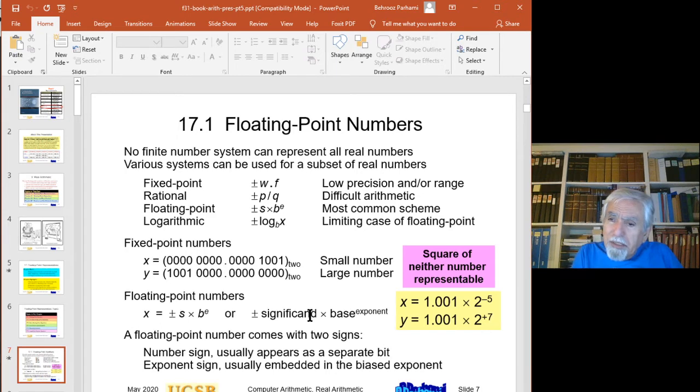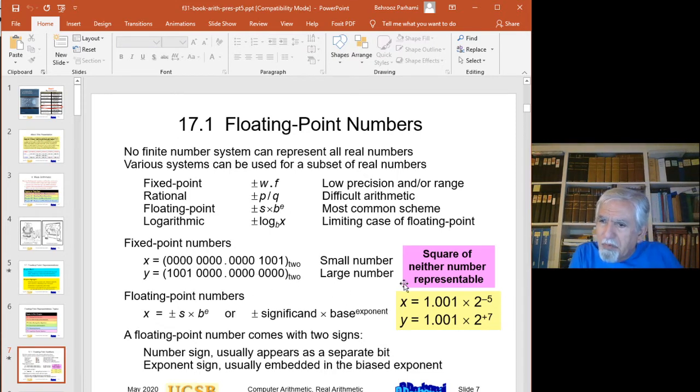Then significand times base to the power exponent. So the two numbers up there, x and y, may have this representation. X is 1.001. This is a decimal number. It's not a binary number, even though there's only ones and zeros. Oh, sorry. It's a binary number. And most of the examples I'll give you in this chapter are decimal. This one, in fact, is binary.